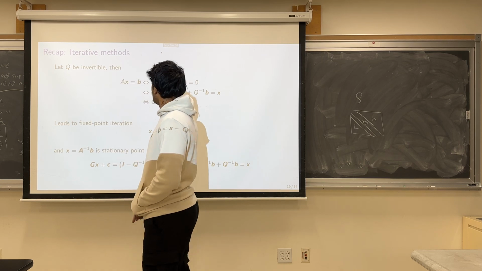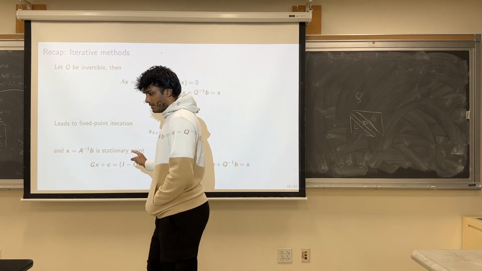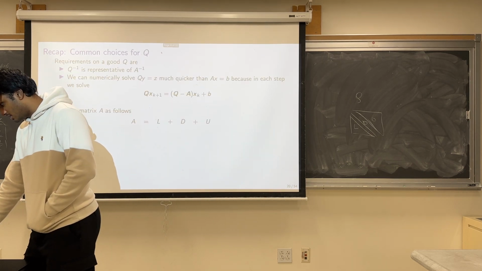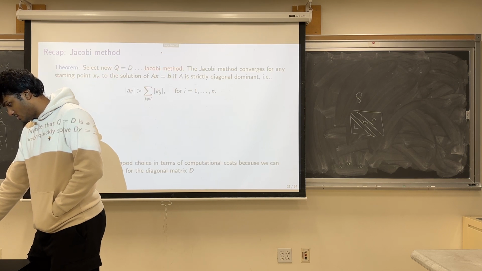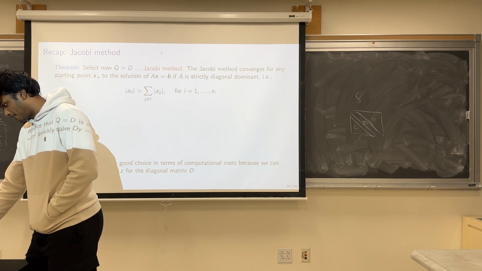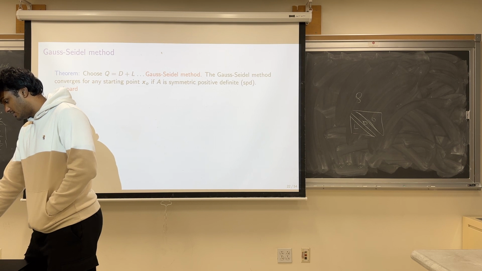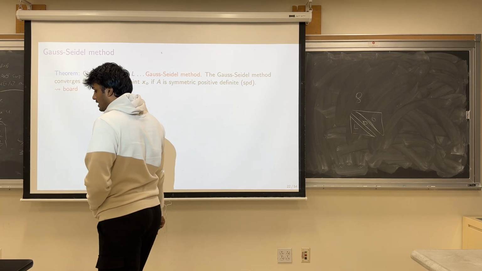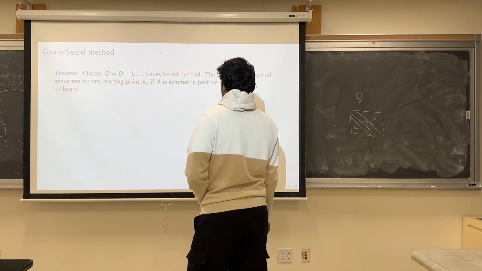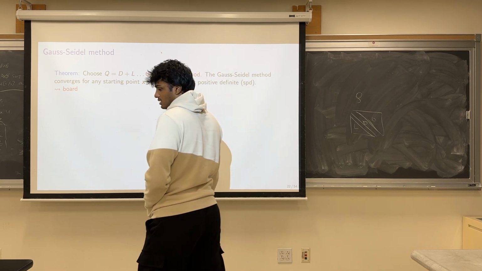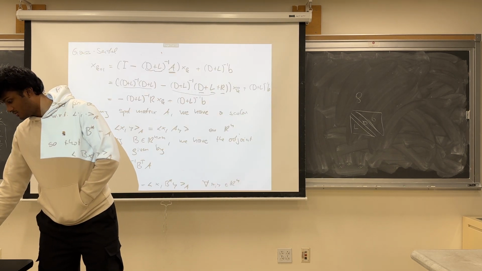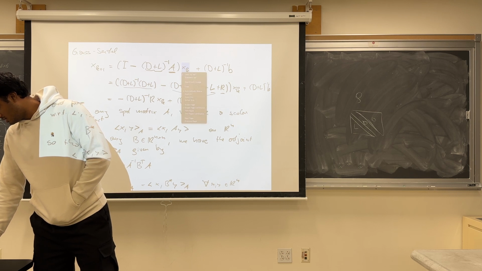Yep, so I remember this. Common choices of Q: for the Jacobi method, I remember, choose Q as D. For Gauss-Seidel, Q is D plus L. The Gauss-Seidel method converges for any starting point x0 if A is symmetric positive definite. This is something that we prove. When does Gauss-Seidel converge? Just a minute.